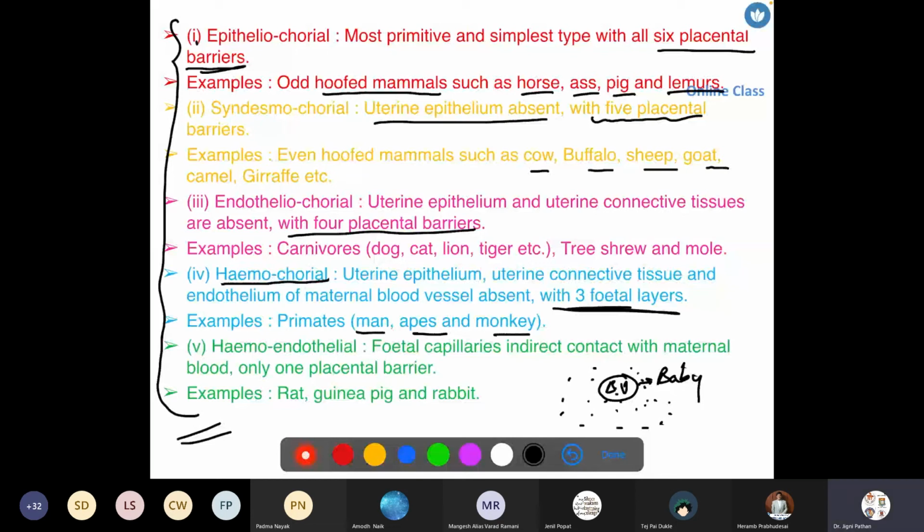Any other point, ma'am? Could you explain the third one again? Third one is which one? Endotheliochorial, where uterine epithelium and uterine connective tissue is absent. If you have seen buffalo, cow legs, horse legs, you do not have digits, right? They are hoofed animals.